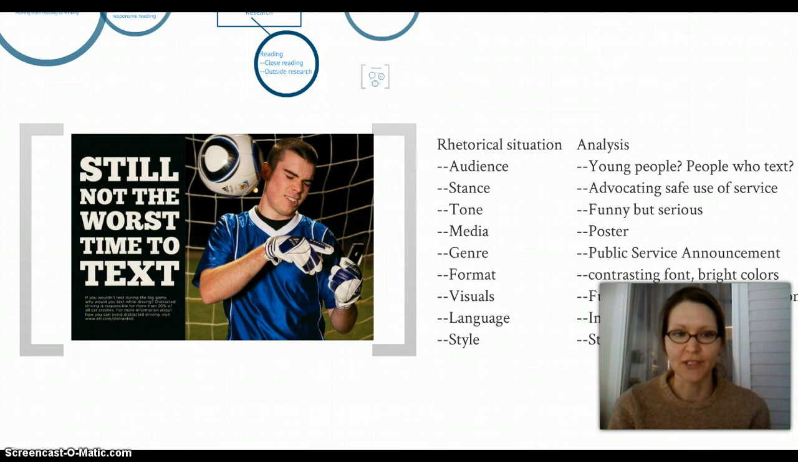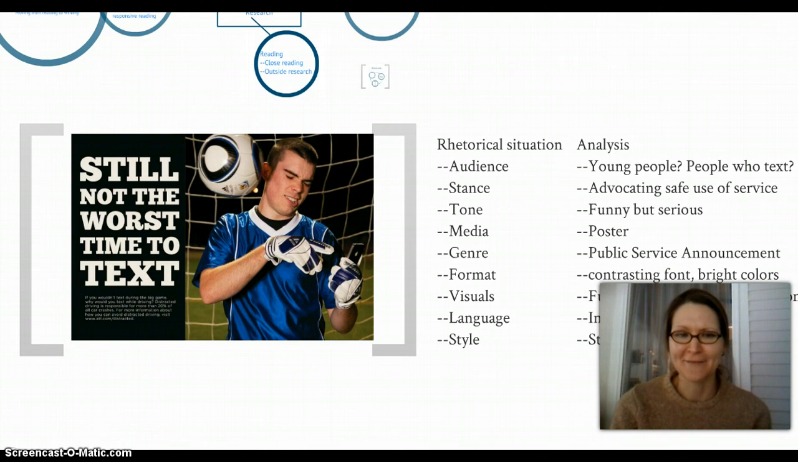Format. So how does it look? Well, it's just on paper when I originally saw it. In terms of how the text itself actually looks, it's got brightly contrasting fonts. It's got bright colors, but not a whole lot of colors. It's pretty simple. Why? Easier for people to see. You don't get overwhelmed by a lot of color.